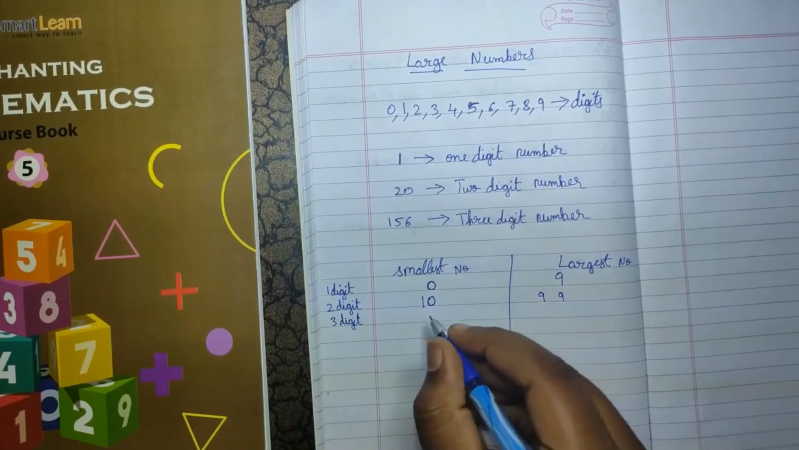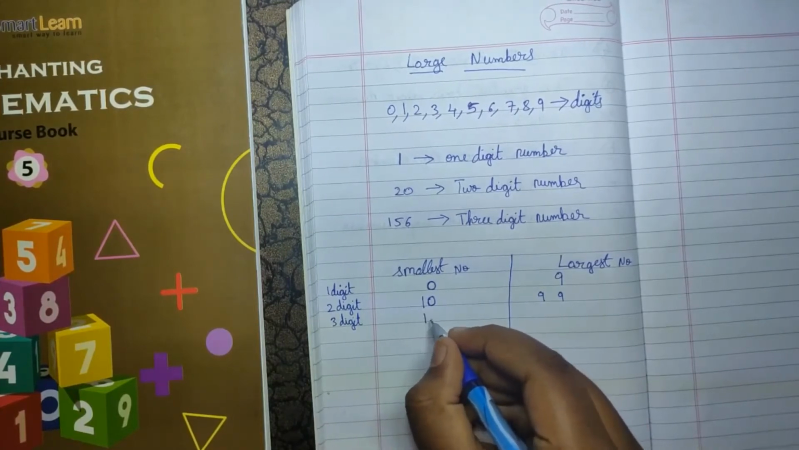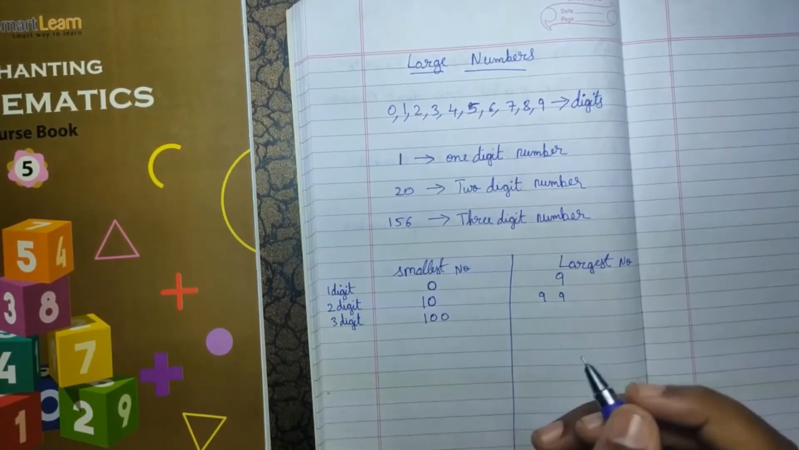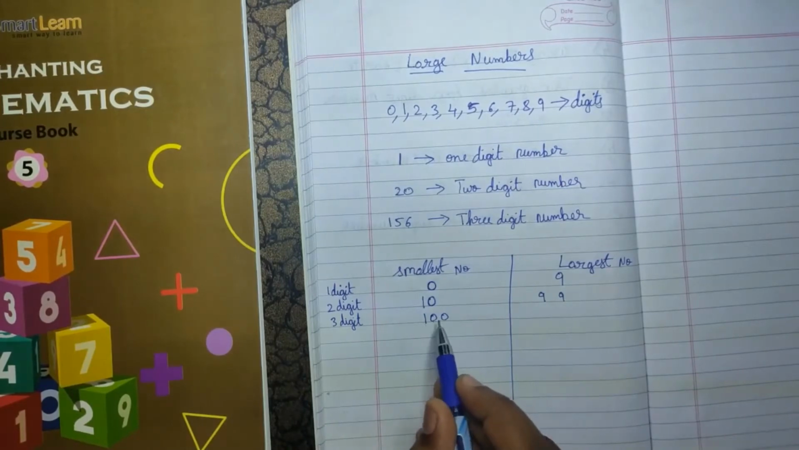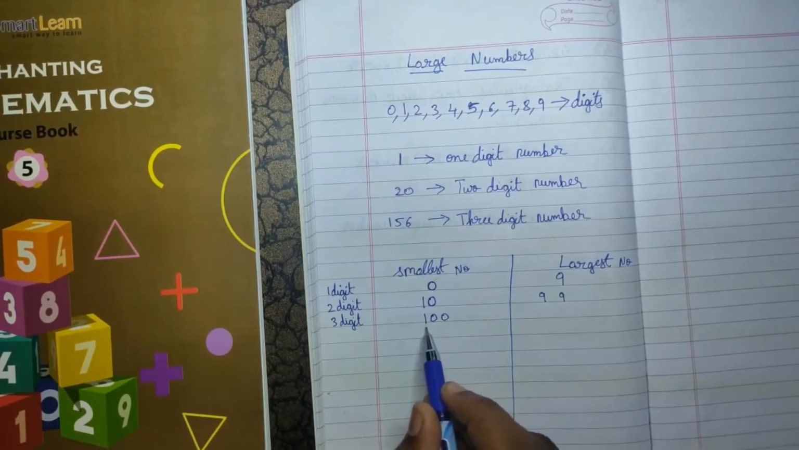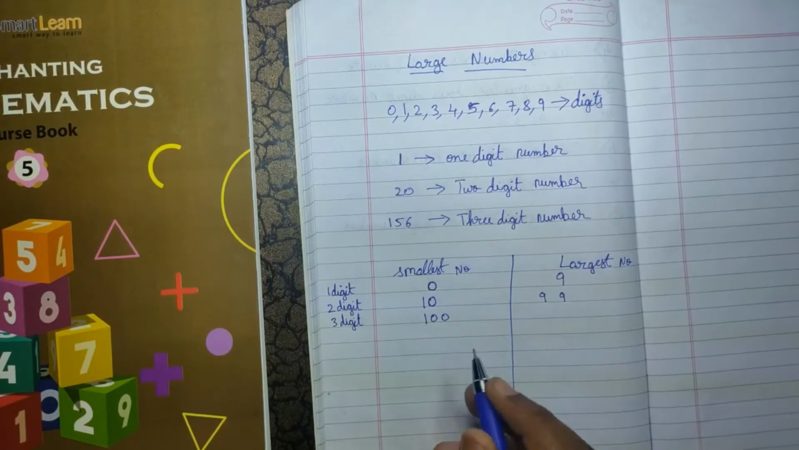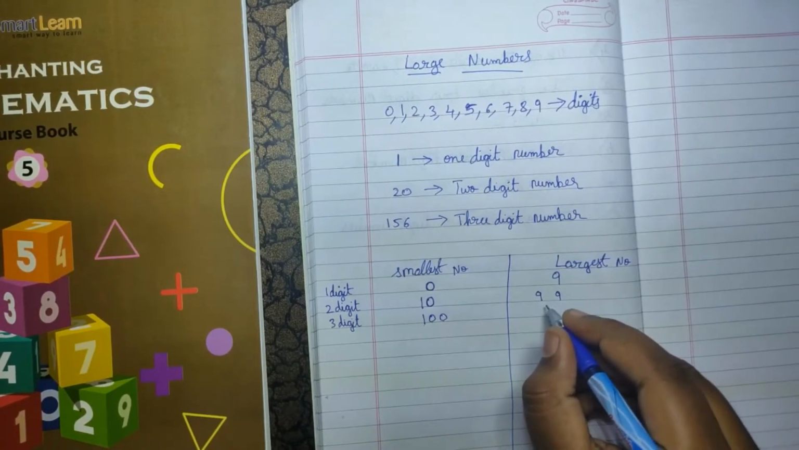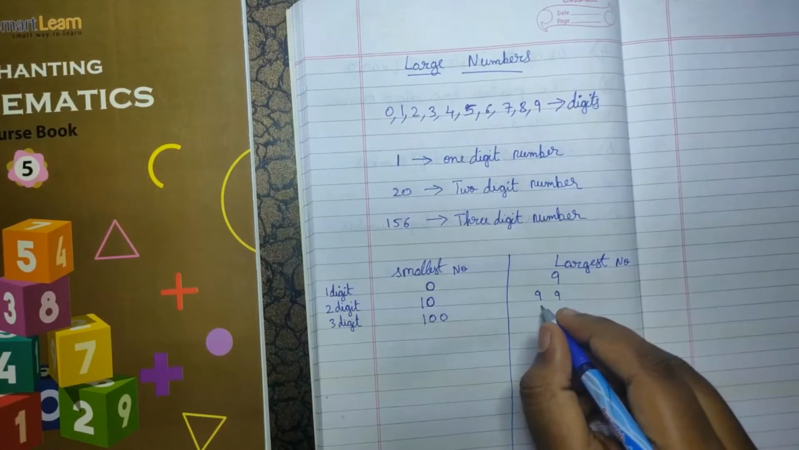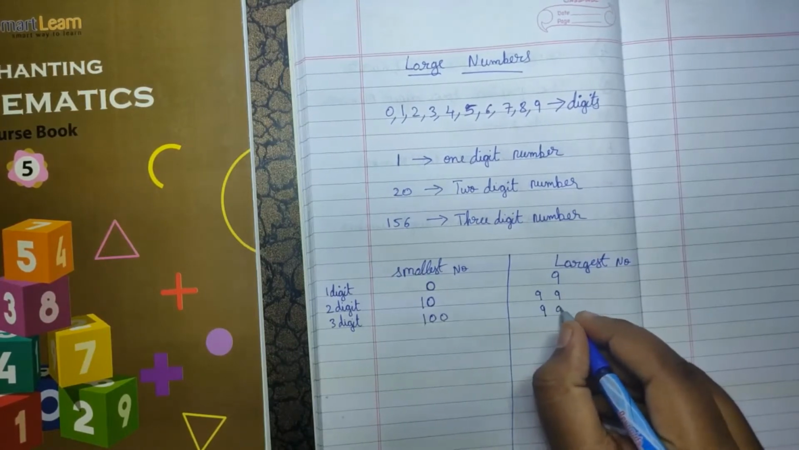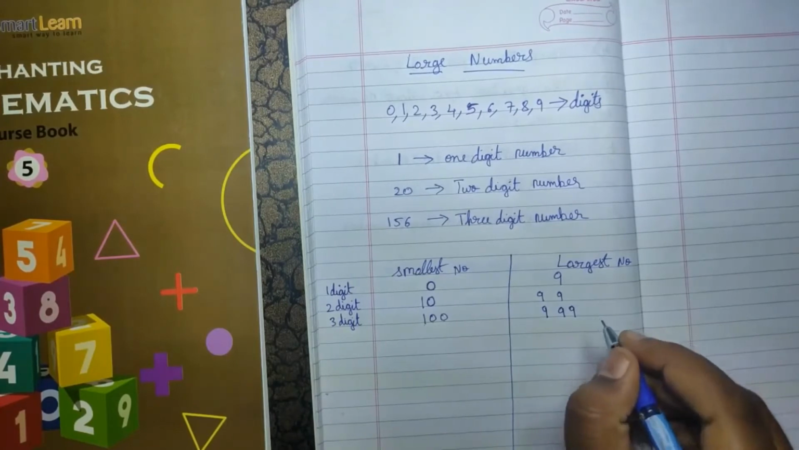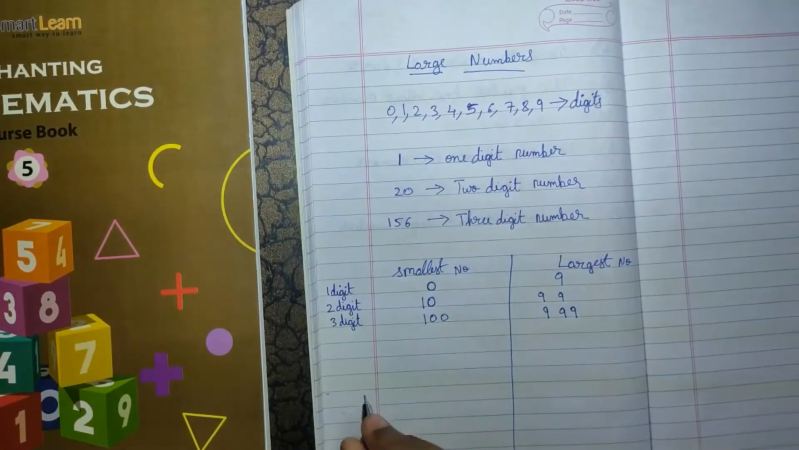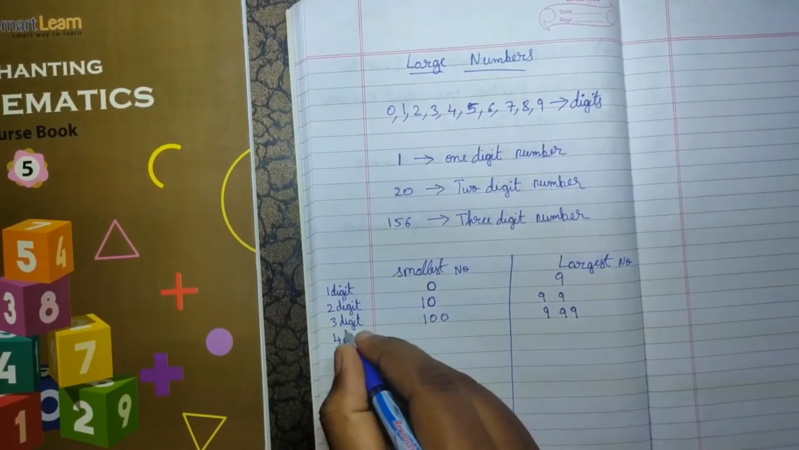Similarly, 3 digit smallest number will be what? You can tell me now. It will be 100. See, 1, 2, 3, there are 3 digits now. So the smallest 3 digit number is 100. Now can you tell me what can be the largest 3 digit number? Largest 3 digit number will be 999.